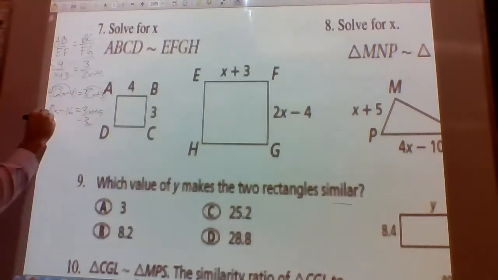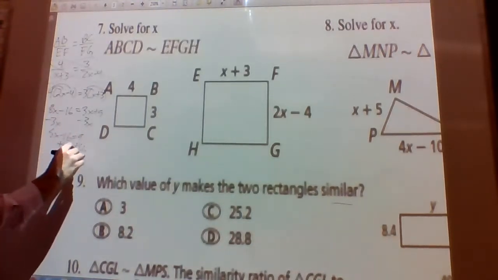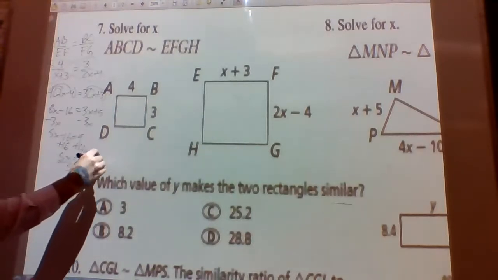Subtract 3x. 5x minus 16 equals 9. Add 16. 5x equals 25. Divide by 5. X equals 5.